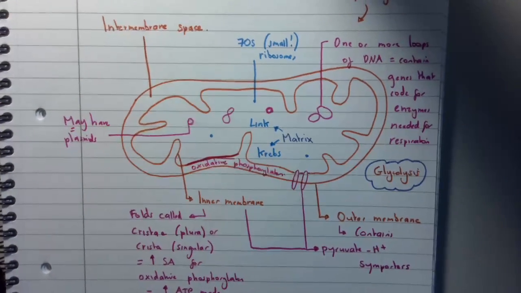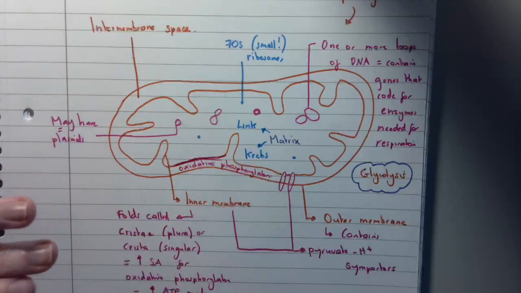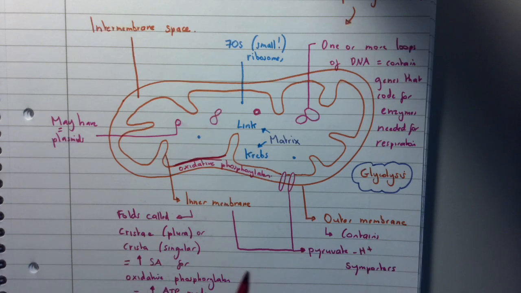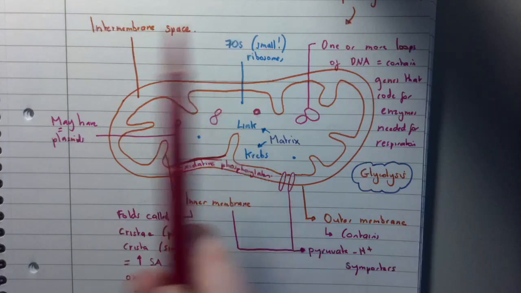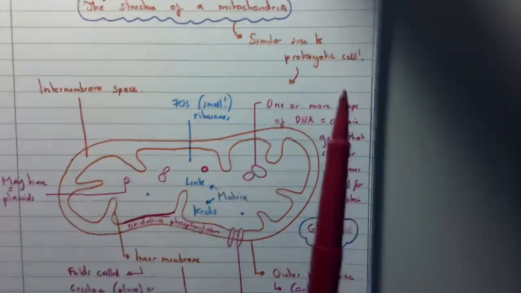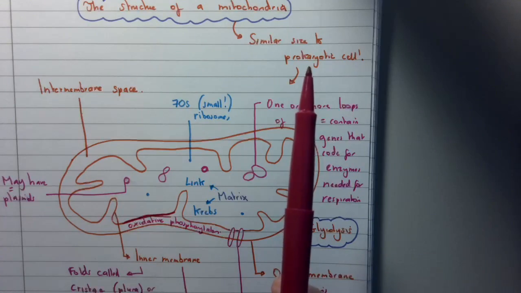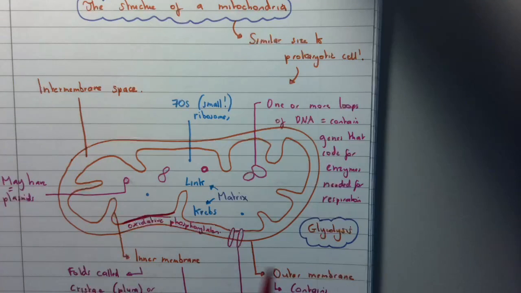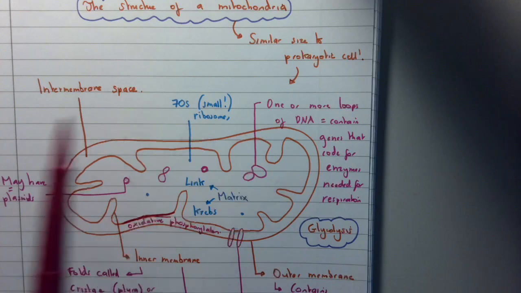So what I'm going to do is quickly explain it now while we've got this picture in front of us, and then I'm going to write down a few bullet points of things you could write in the exam. So the first similarity between this and a prokaryotic cell is the size. The size is very similar. So this is roughly how big a bacterial cell, or a prokaryotic cell, is.